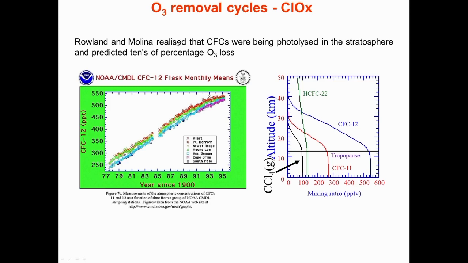Now, because these guys in 1974 realised that the CFCs were photolysed in the stratosphere, they made predictions of the amount of ozone loss. So if you look here, these are the concentrations, because it's very slowly transported from the troposphere into the stratosphere. These are the concentrations that were predicted as a function of altitude. So the different CFCs have different concentrations, and they're predicted to be living for longer or shorter lifetimes in the stratosphere. So why do they fall off in concentration with height?